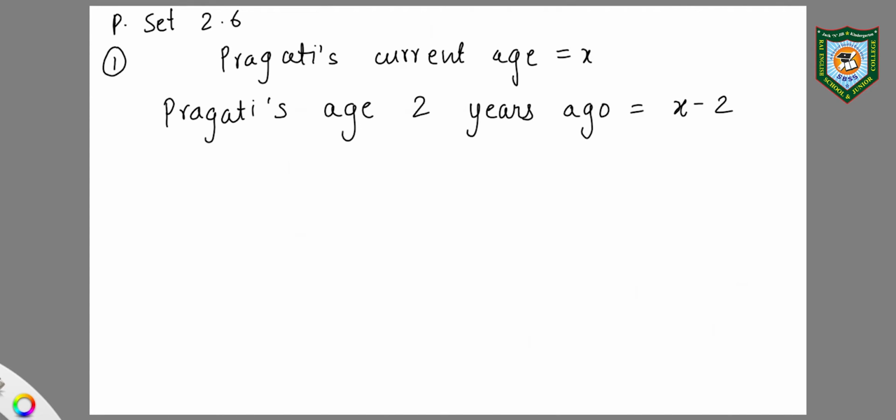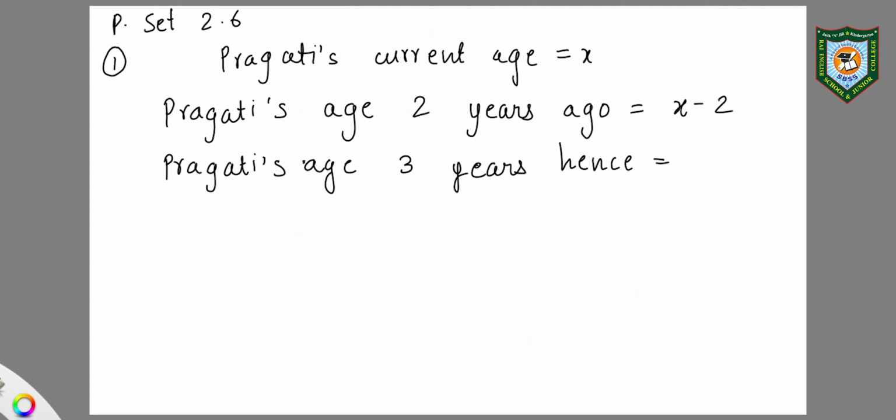And 3 years hence, so Pragati's age 3 years hence. 3 years hence means 3 years in the future. So if my age today is 16, 3 years later my age is going to be 16 plus 3, which is 19. So my current age plus 3 years.